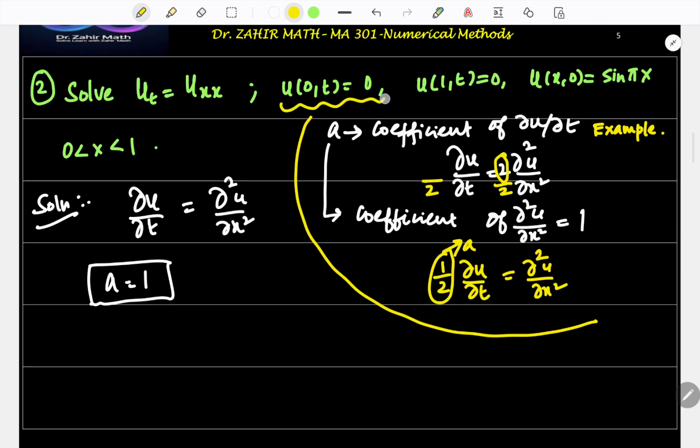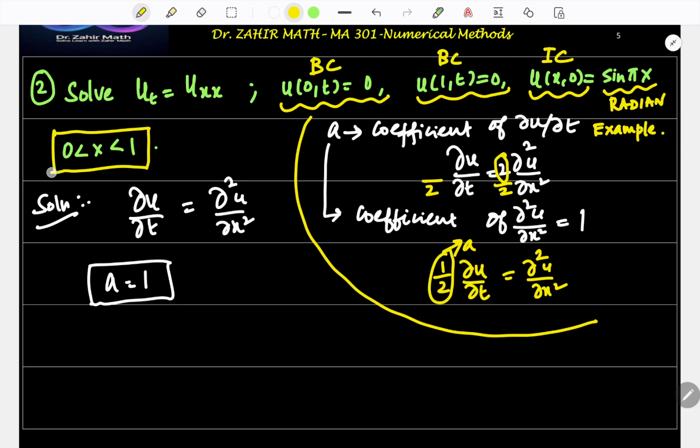Now these are the boundary conditions, at x = 0 and x = 1. BC means boundary condition. And this is the initial condition, IC: u(x, 0) is sin πx. Keep in mind sin πx, so use your calculator in radian mode. The x range is clearly given, 0 to 1. Is there any h value given? No. Is there any t value given? No. So nothing is given.